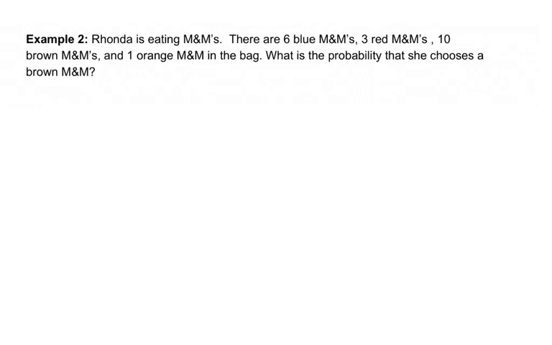Okay, so remember we start with the favorable outcomes on the top of the fraction, which is going to be brown M&M. So how many brown M&Ms are there in the bag? Well, there is 10, right here. 10 is going to go on top.